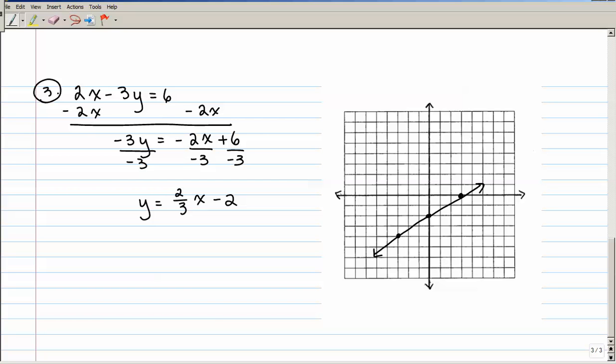Always remember to turn it from standard form into slope-intercept form if you're told to graph using slope-intercept form.